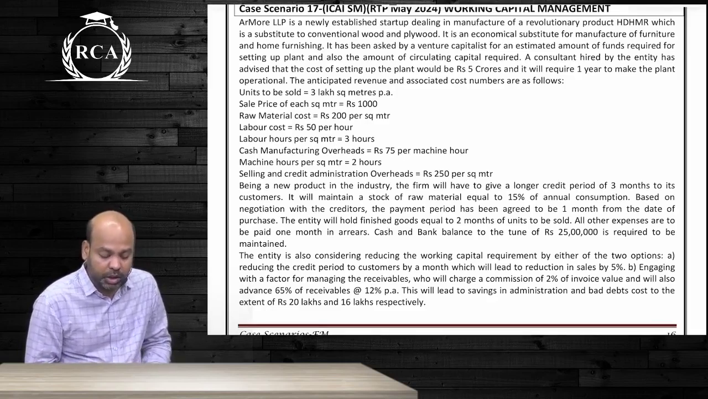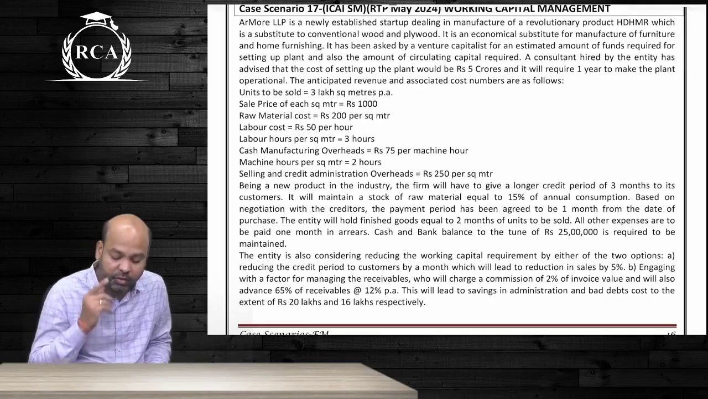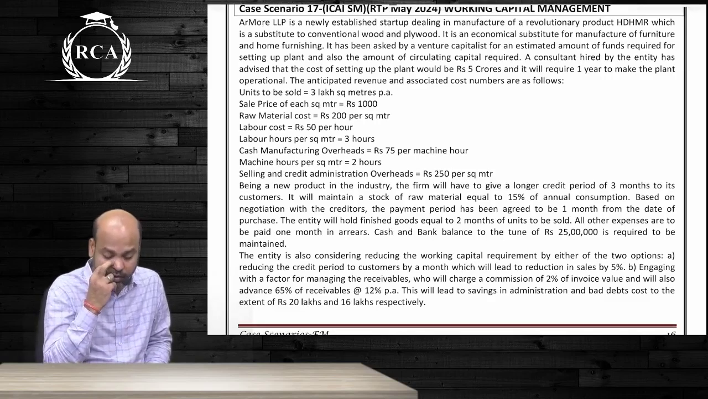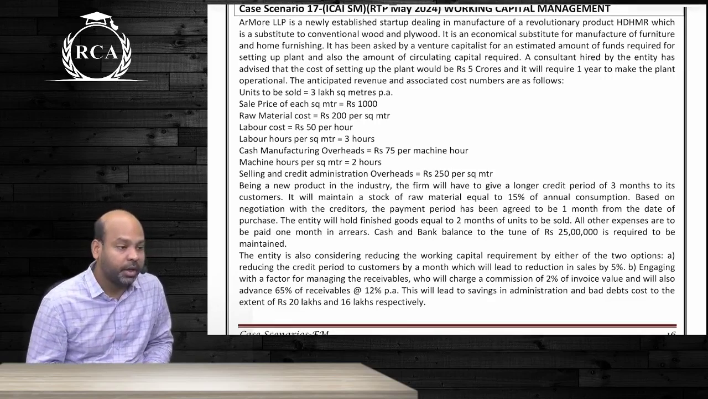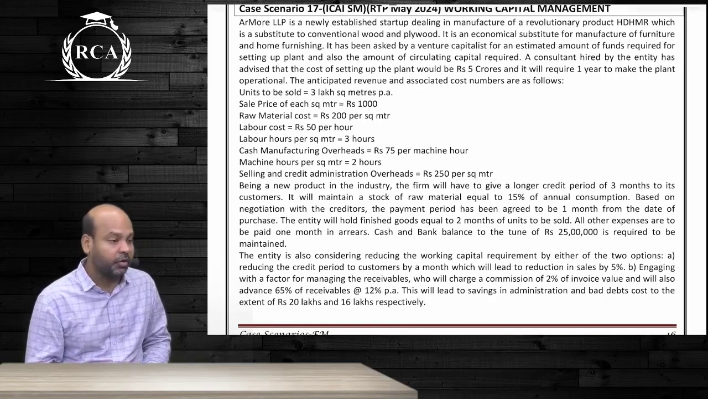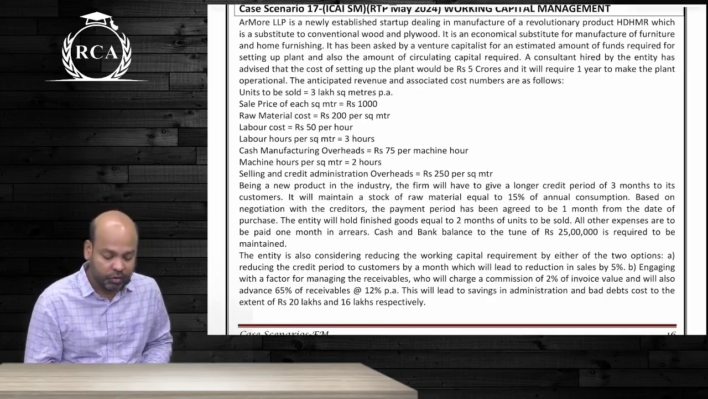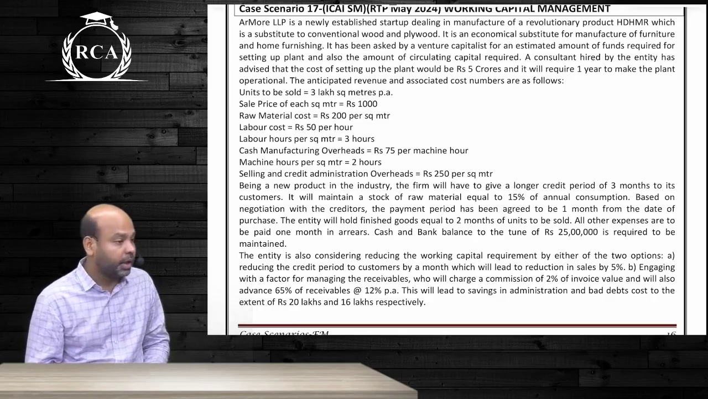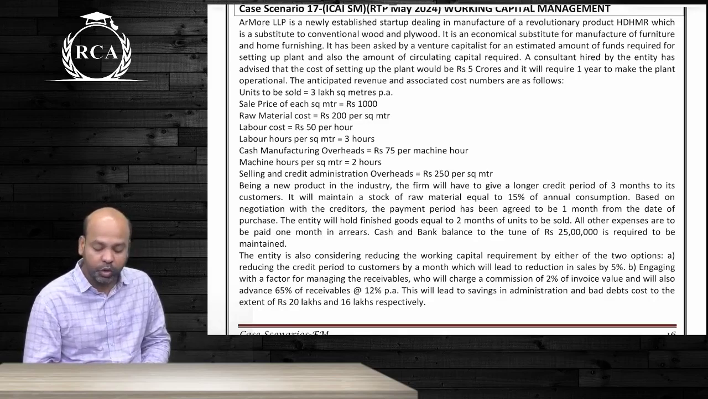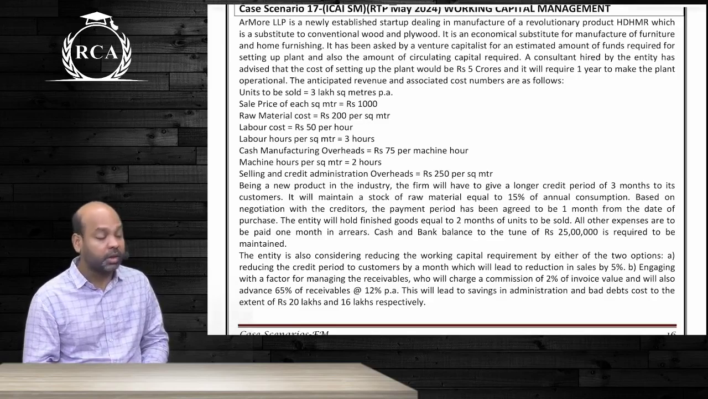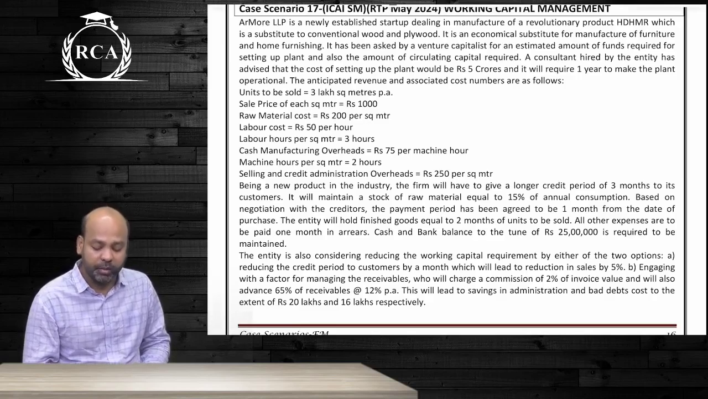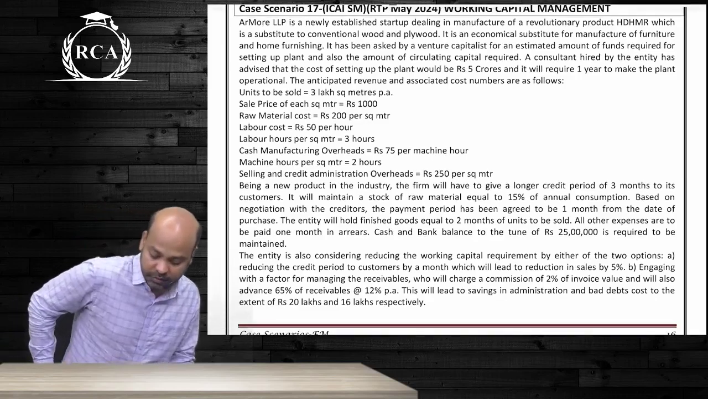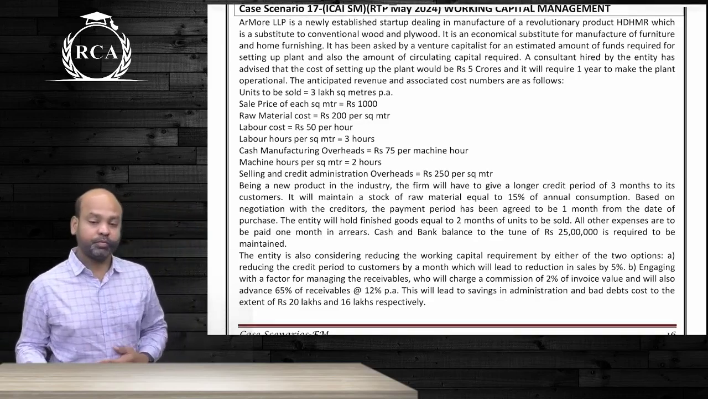Being a new product in the industry, the firm will have to give a longer credit period of 3 months to its customers. It will maintain a stock equal to 15% of annual consumption. Based on the negotiation with the creditors, the payment period has been agreed to be 1 month from the date of purchase. The entity will hold finished goods equal to 2 months of units to be sold. All other expenses are to be paid 1 month in arrears. Cash and bank balance to the tune of 25 lakhs required is to be maintained. Full stop. आगे का बाद में पढ़ेंगे.